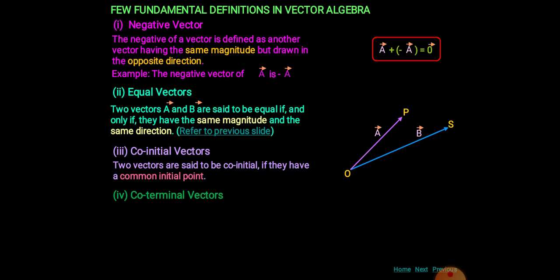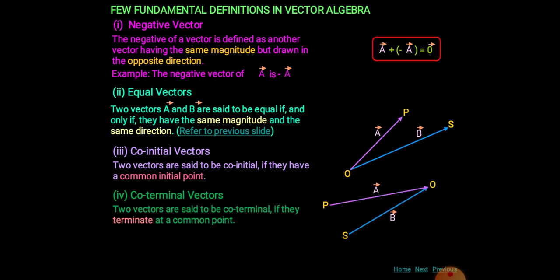Next, co-terminal vectors. You can observe in the figure that the two vectors terminate at a common point. So they are ending at a common point. The two vectors are said to be co-terminal if they terminate at a common point.